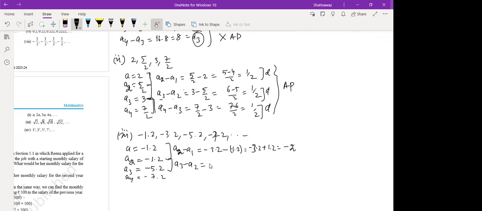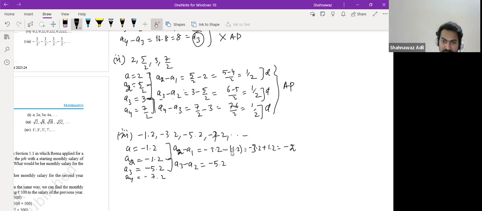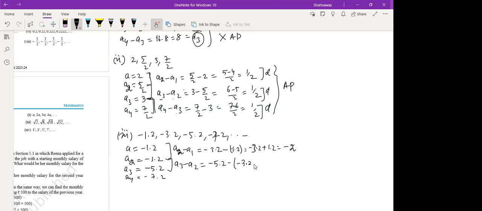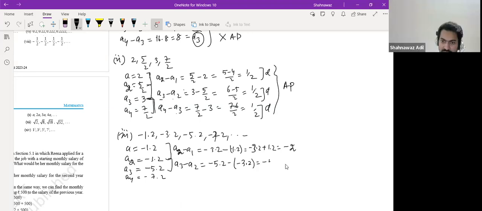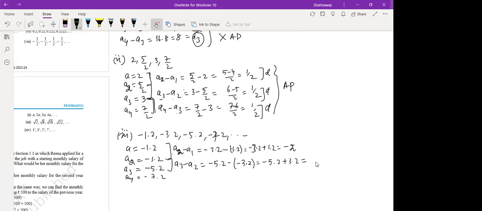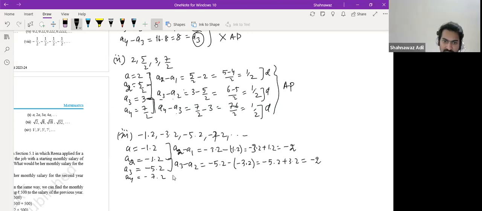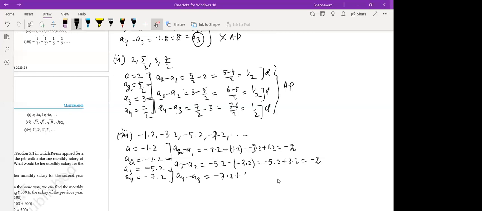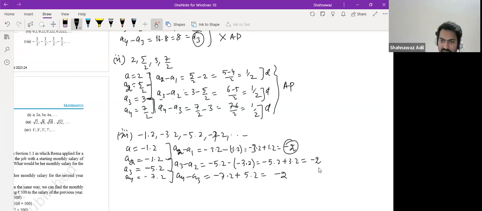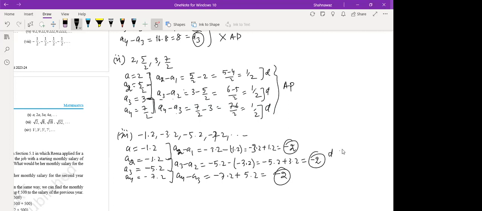A3 minus A2 is minus 5.2 plus 3.2. Be careful with this minus. So this is how much? Minus 2. And again, we have A4 minus A3, which is minus 7.2 plus 5.2, so this is minus 2. So we can see that d is the same, so it is an AP.